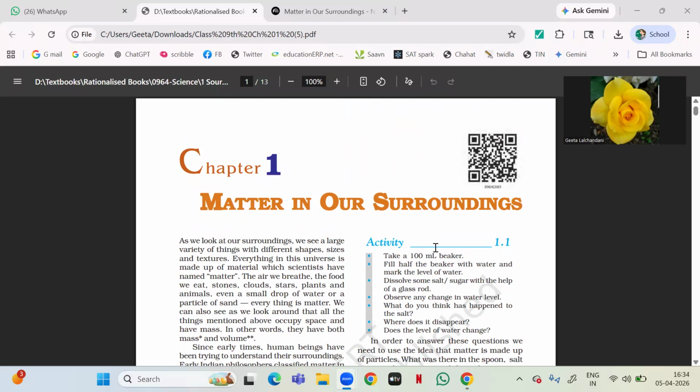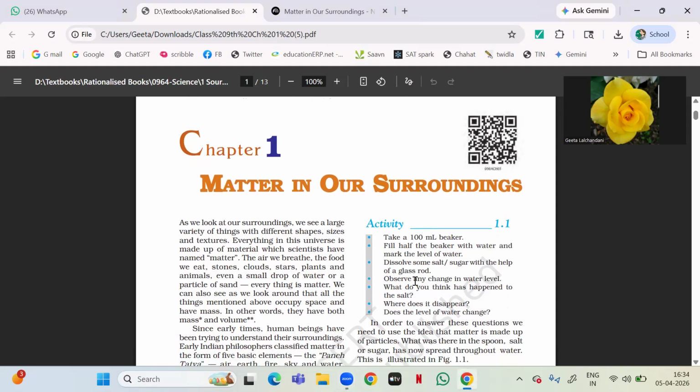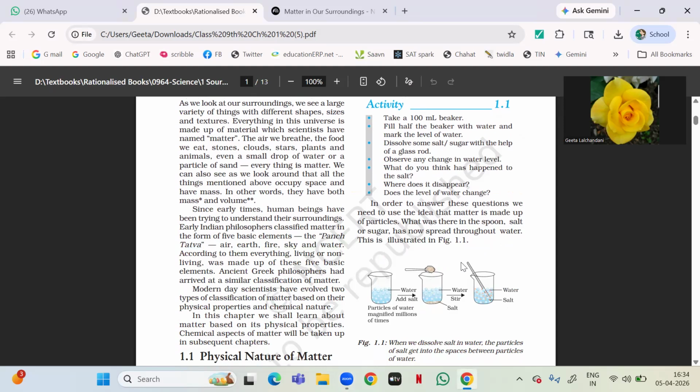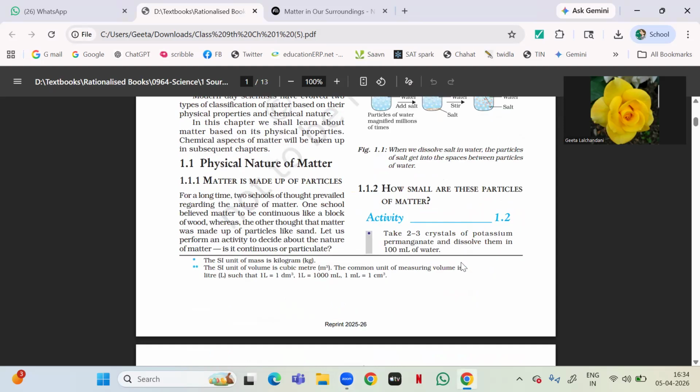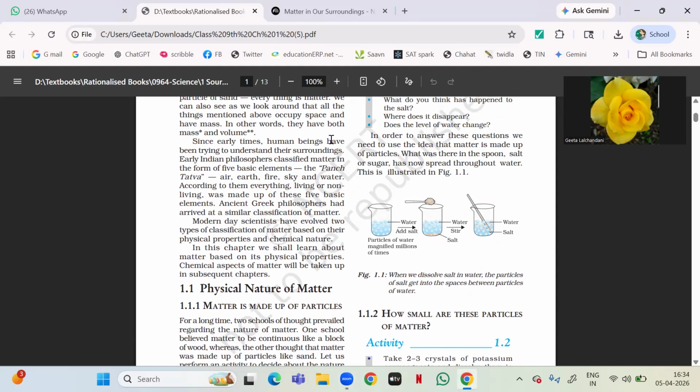Children, what I will be doing is that you all study in school, but some children need some extra hand holding after they come from school. Like, the child was not able to understand, let's say, activity 1, what was the aim of the activity? Similarly, what was the aim of activity 1.1.2? So I'll be discussing these activities with you all.